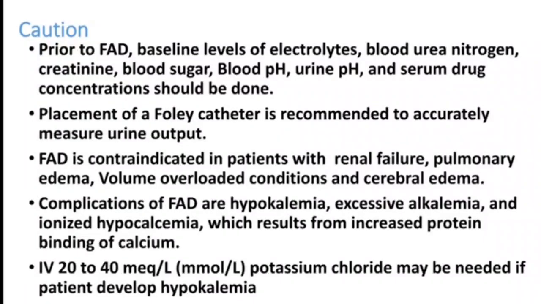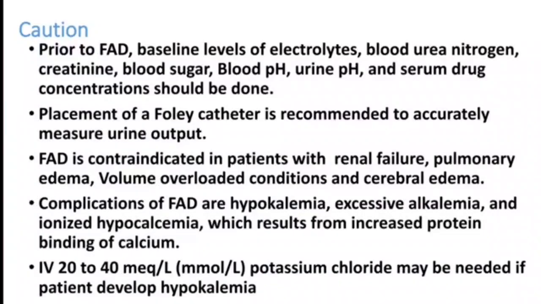To avoid that, before giving this transfusion, we have to take the basal levels of electrolytes. Most important is potassium, because when you are giving sodium bicarbonate, there is a high chance of hypokalemic complications. Blood urea nitrogen and creatinine are needed, because if the patient is already having renal failure or anuria, a large amount of volume may produce complications. Blood sugars, and baseline blood pH and urine pH are required. Drug levels of certain drugs are also needed, like if a patient is already on some drugs, we have to get the drug levels.